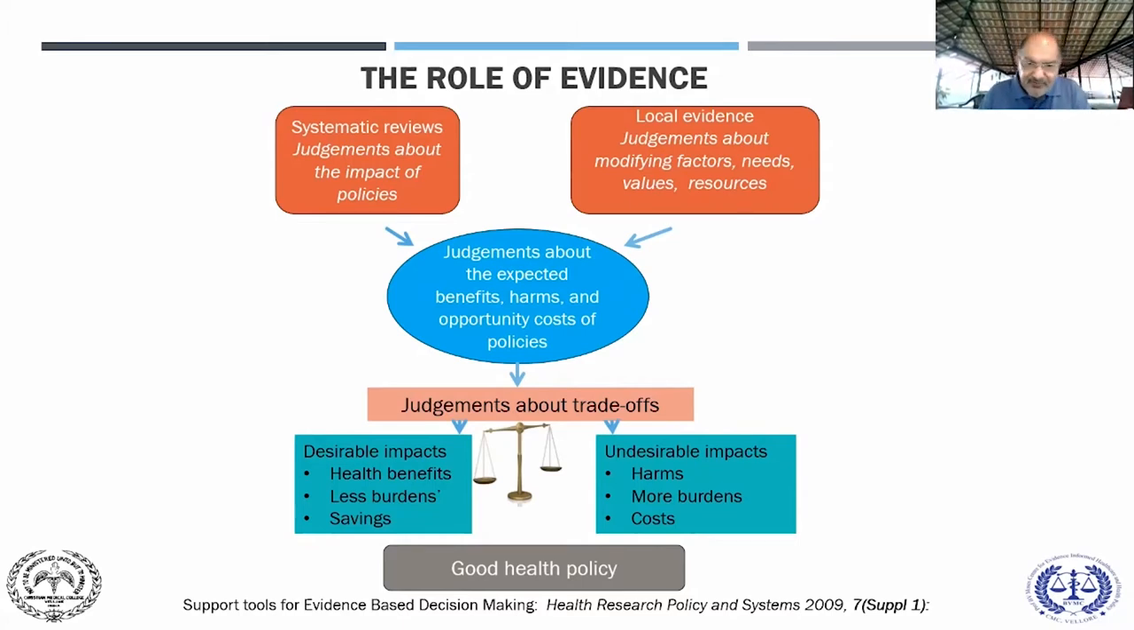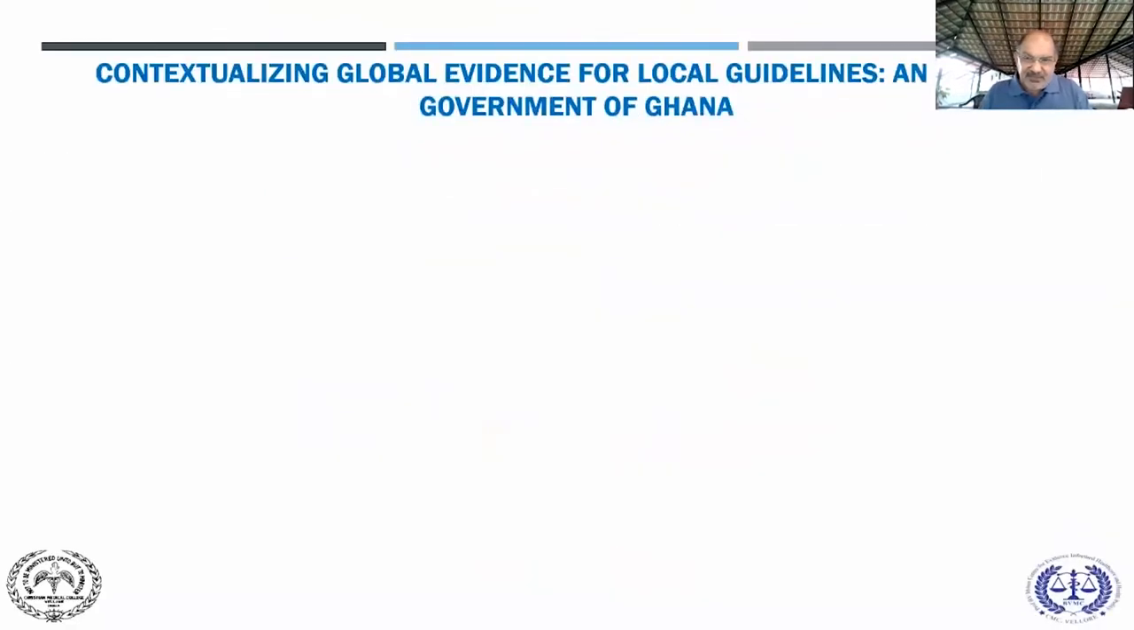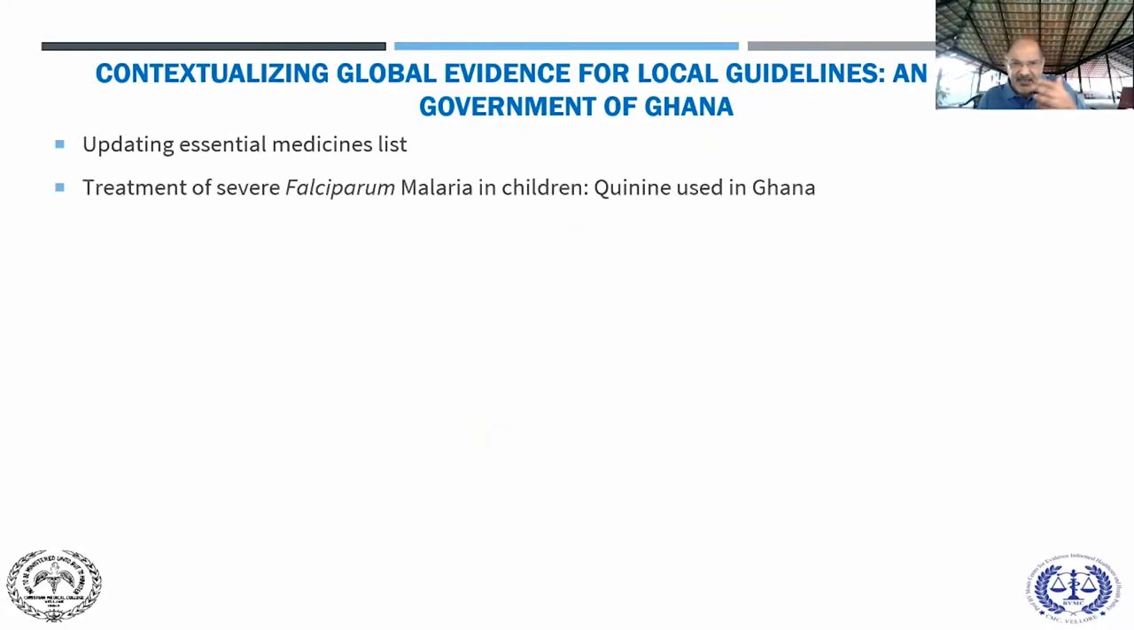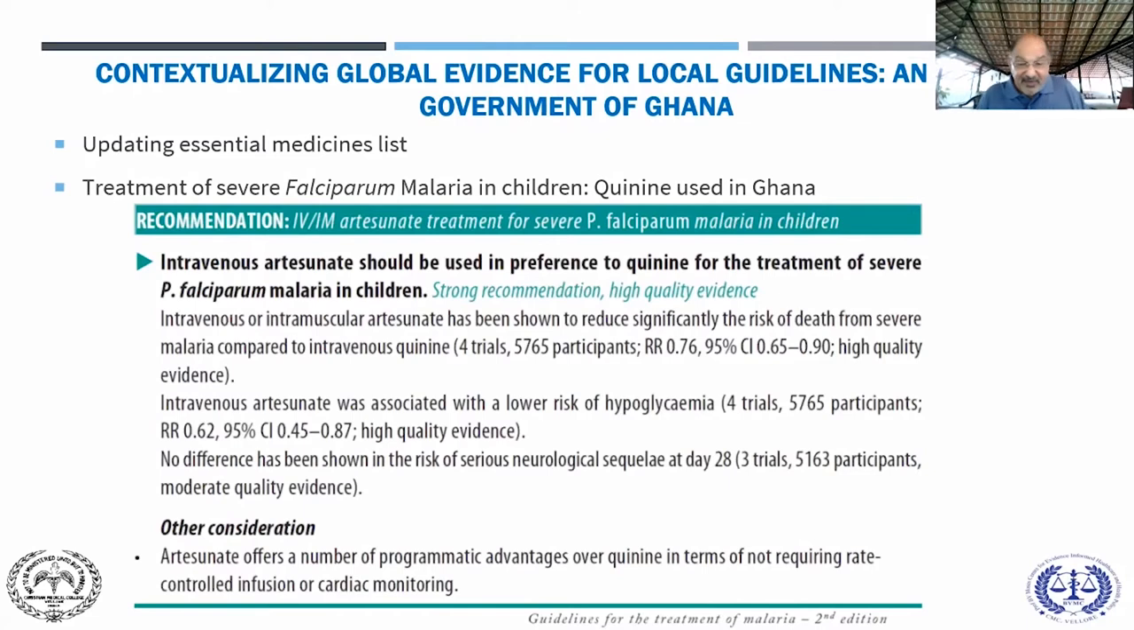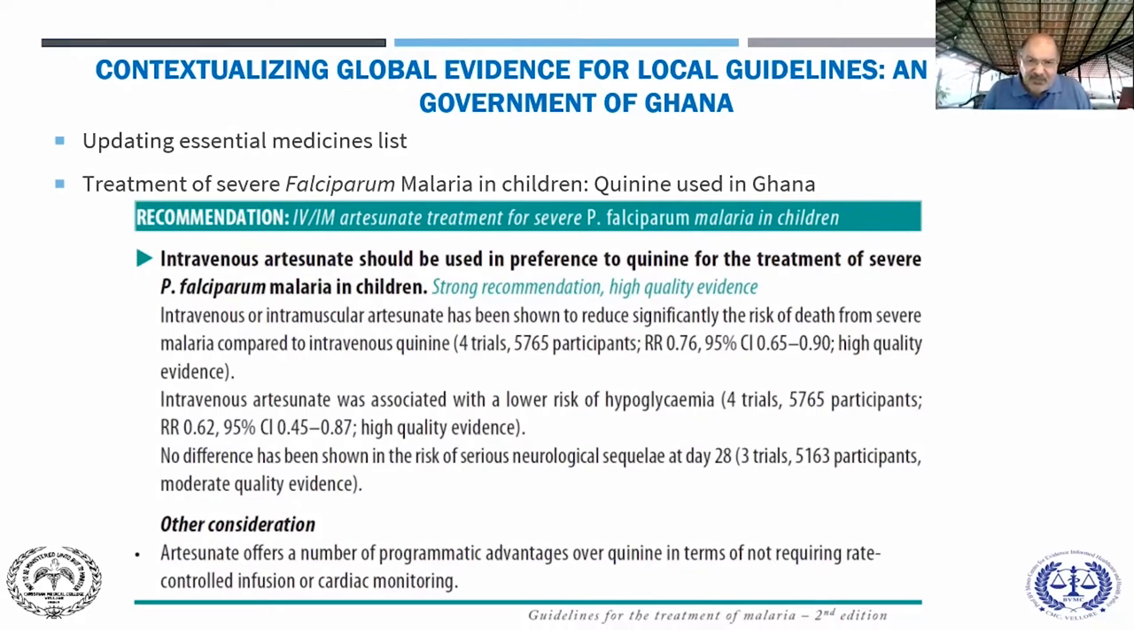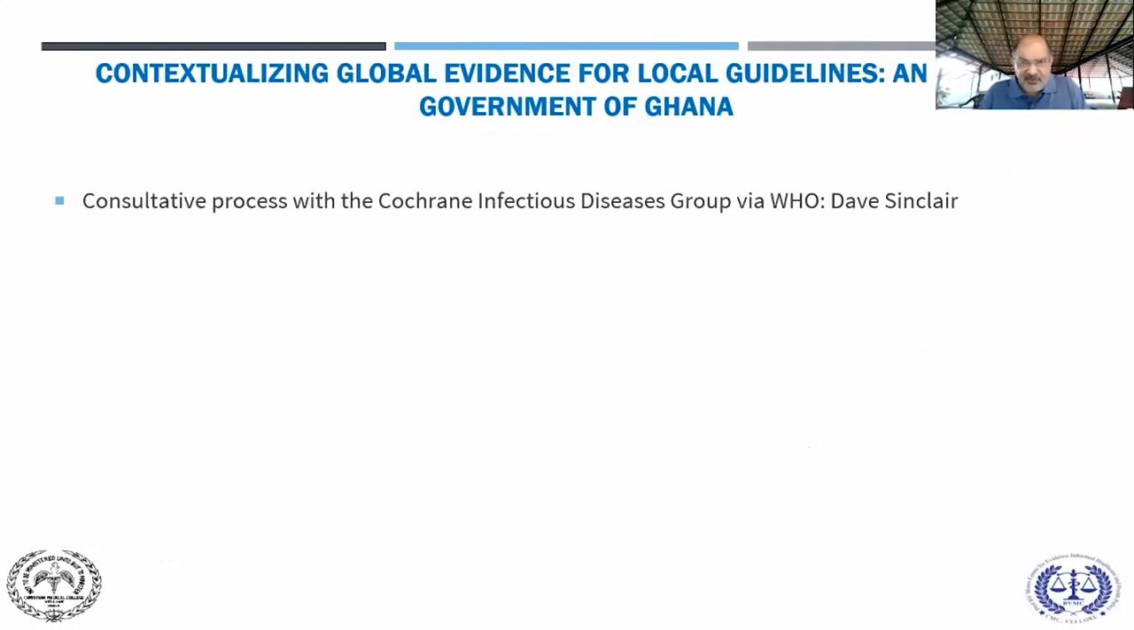And then there are the judgments about trade-offs, the desirable impacts or the undesirable impacts, which help you to frame a good health policy. So the government of Ghana, some years ago, was updating their essential medicine list. And they were concerned because they tend to use quinine to treat severe falciparum malaria in children. And by then, WHO had come up with another strong recommendation based on high quality evidence that artesunate IV should be used in preference to quinine, even in children, based on an updated systematic review, which showed that it reduces the risk of death, high quality evidence, lower risk of hypoglycemia, high quality evidence, and moderate quality evidence of no difference in neurological sequelae.